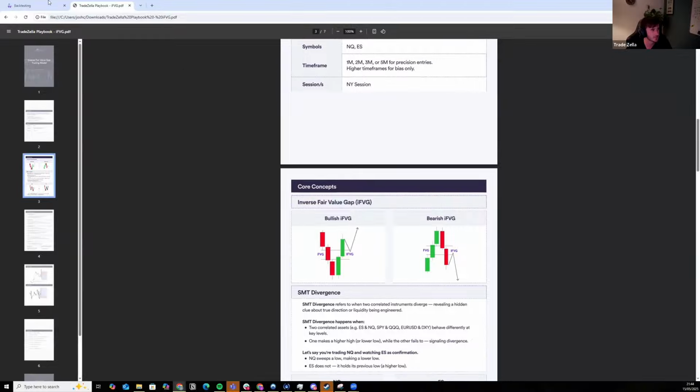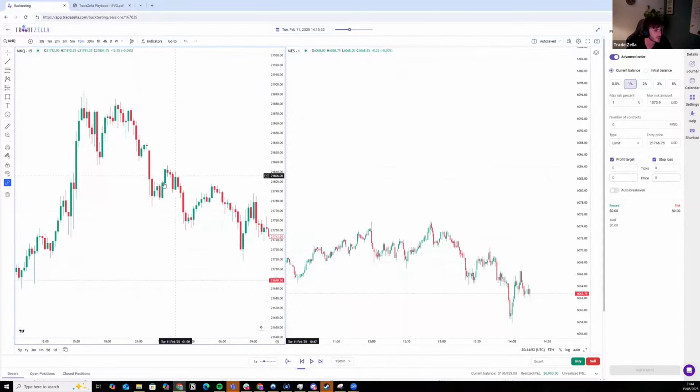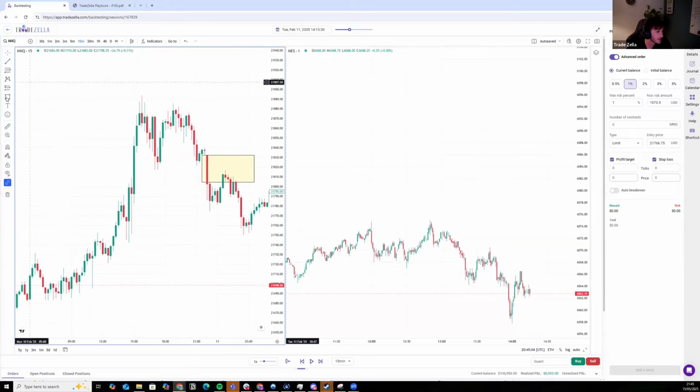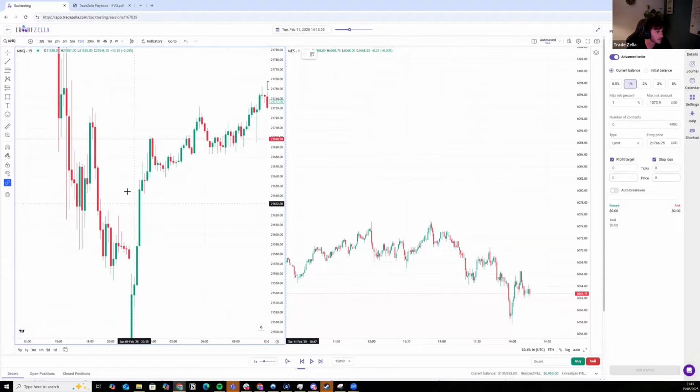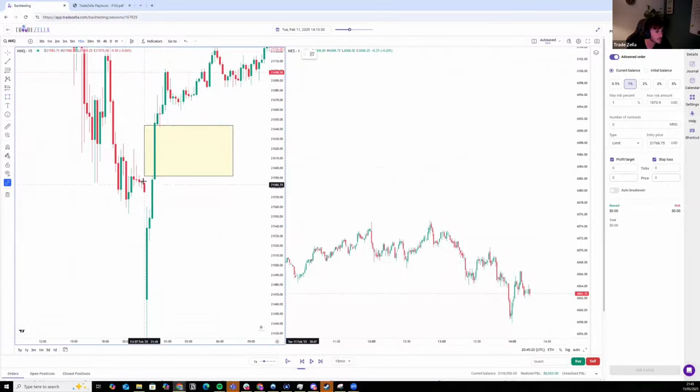So here are the examples, but just to point them out. Can you see here that these wicks don't touch? So this would be a fair value gap, because there's a void here. There's a gap. This is a fair value gap. This is a fair value gap. This is a fair value gap.